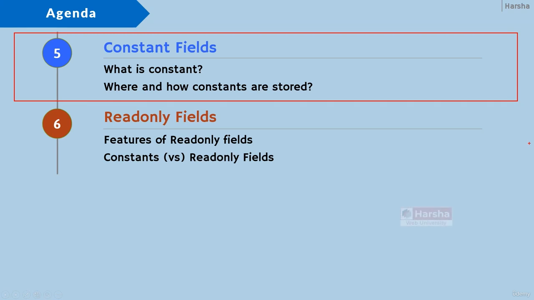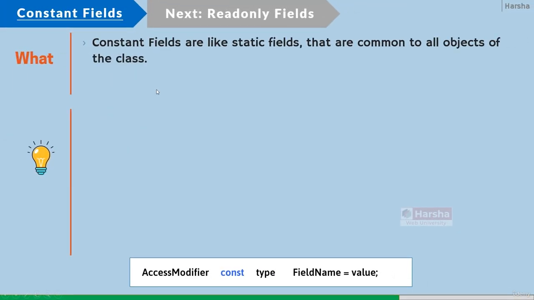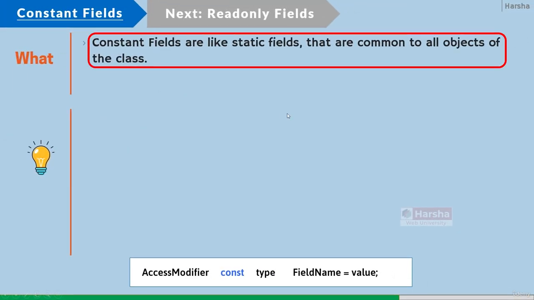In this lecture, we will demonstrate the constant fields. Constant fields are much like static fields. They are common to all the objects of a particular class. So when you want to store the common data, that too a fixed value, then you require to use the constant field.